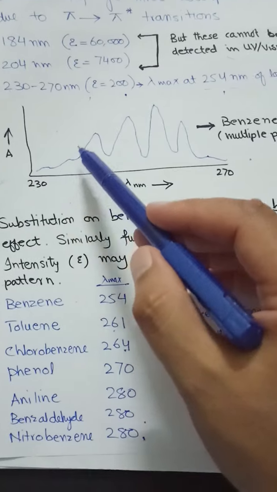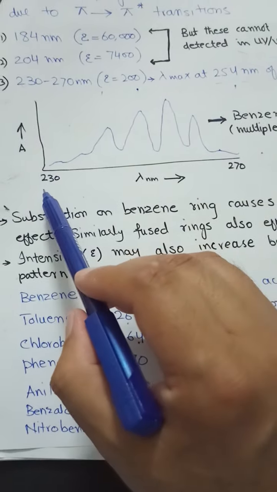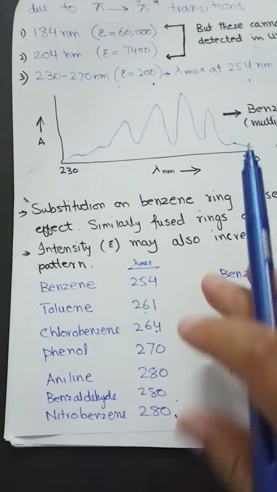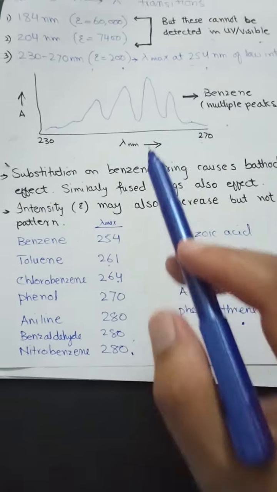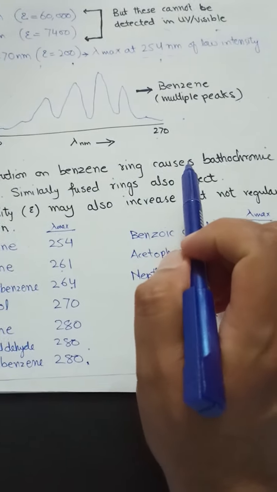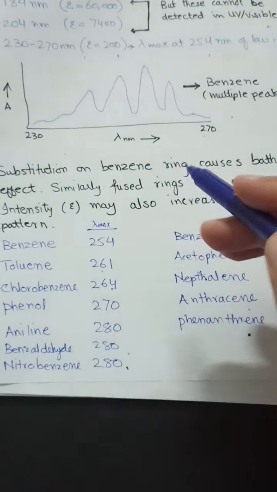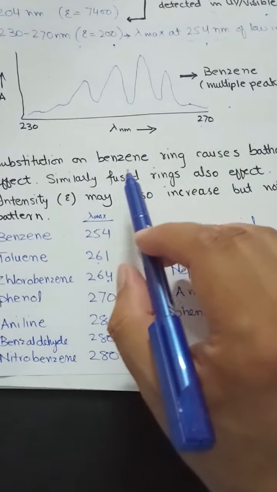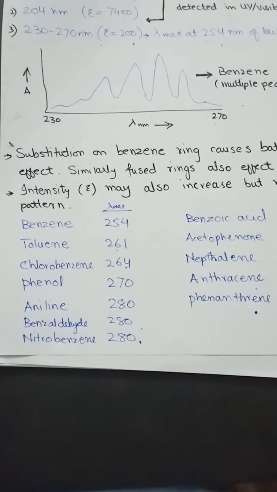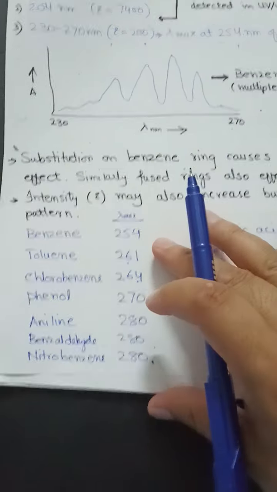It gives multiple peaks like we have shown here in the graph, and from 230 to 270 nanometer multiple peaks of benzene will appear with lambda max of 254 nanometer. Substitution on the benzene ring causes a bathochromic effect, and the addition of further rings or fused rings also causes a bathochromic effect. Intensity may increase or decrease, it depends on the situation.